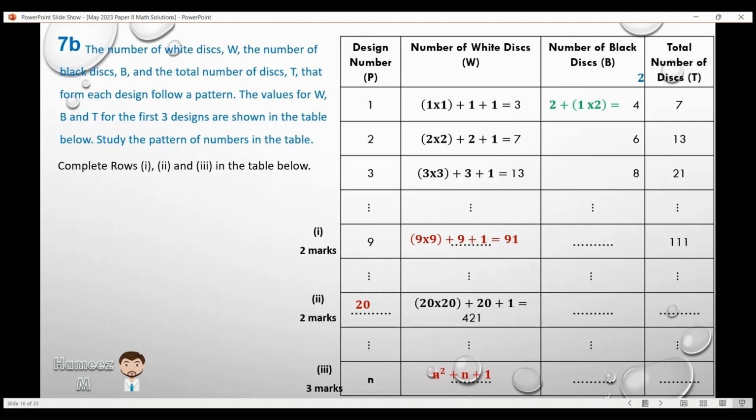So that will give us 4. And it'll be 2 plus 2 2's. So 2 2's are 4 and 2, 6. So by the third one, it'll be 2 plus 3 2's. 3 2's are 6 and 2, 8.